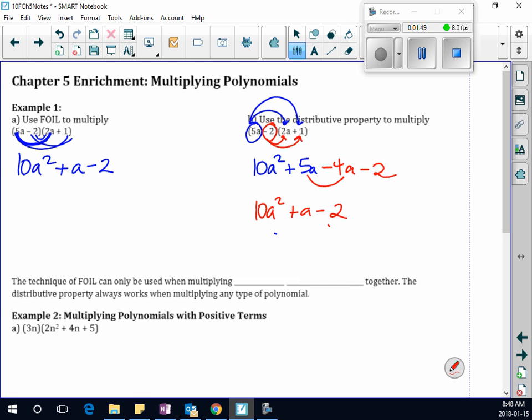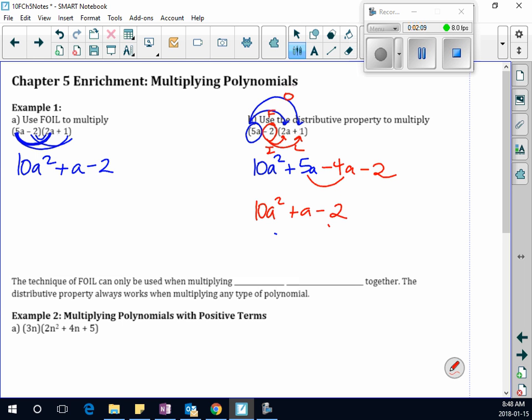Notice we get the same answer. And this is just showing you, if you look at what I did with the distributive property, I actually did the first, the outer, the inside, and the last. So essentially, the FOIL was just keeping track of the distributive property for you.